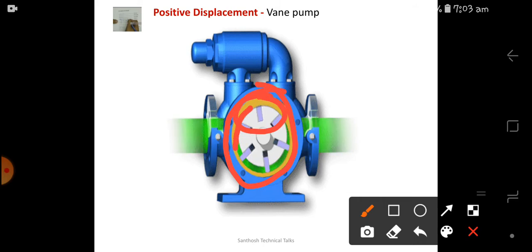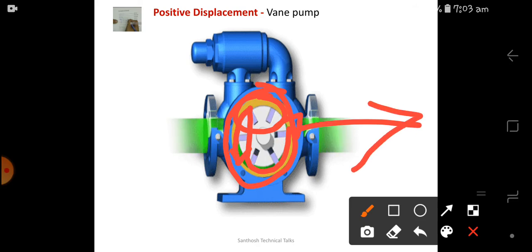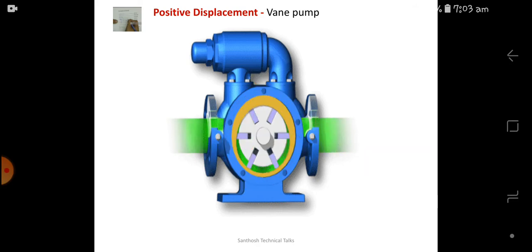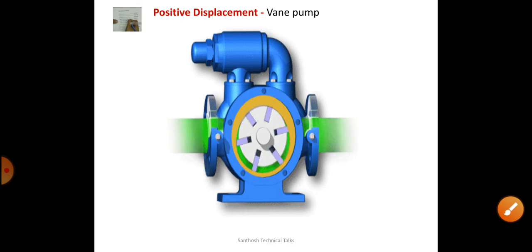Once the area increases, the suction is produced, and again the area is reduced. The fluid is drawn in at the suction end and pressurized at the delivery end, so the pump works continuously. Here the problem is that the vanes wear continually, and frequent change of the vanes is needed. That is the main issue of the vane pump.